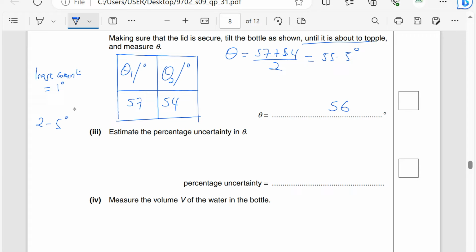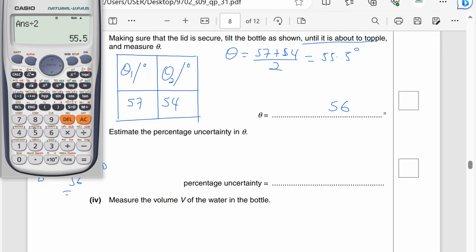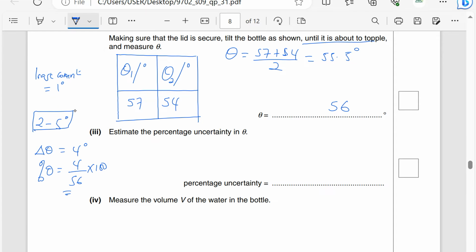So in method 1, you will tell the examiner that the absolute uncertainty in theta is any value in this range. For example, I will take 4 degrees as my absolute uncertainty. Then the percentage uncertainty in theta is going to be 4 degrees divided by the value of theta, which is 56, times 100. So 4 divided by 56 times 100 gives me 7.1%. That is one method.